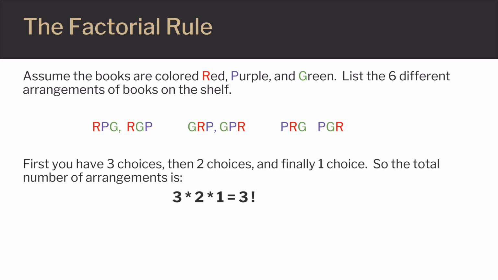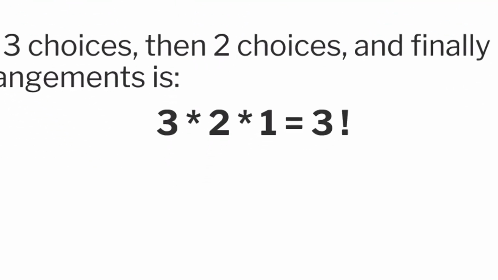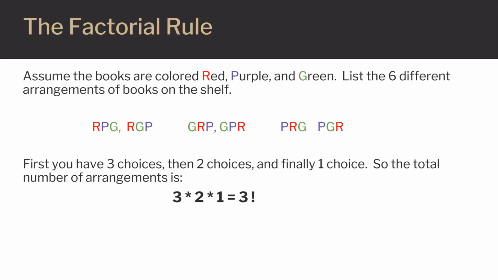You may be wondering why the factorial rule works. If you look at the example, we start with 3 different choices of books to put on the shelf. Once we have placed the first book, we have 2 choices remaining for the second book. And finally, we have 1 choice remaining. The total number of arrangements then is 3 times 2 times 1, or 3 factorial.